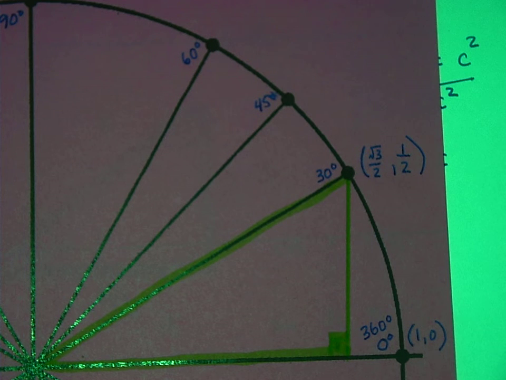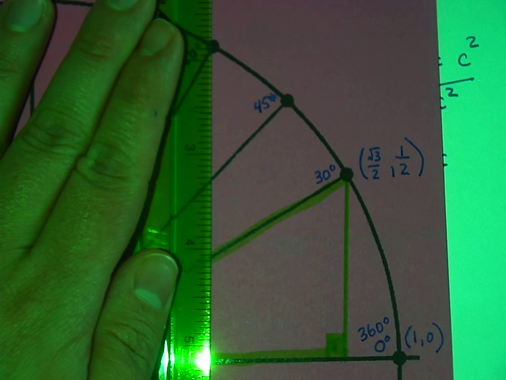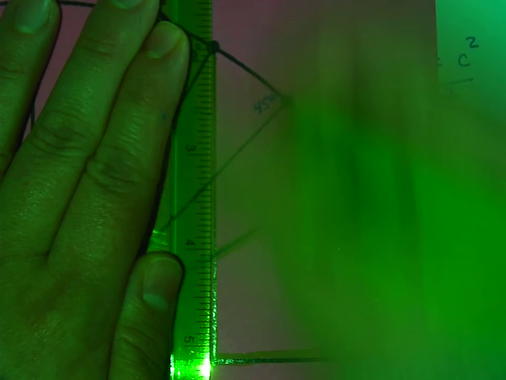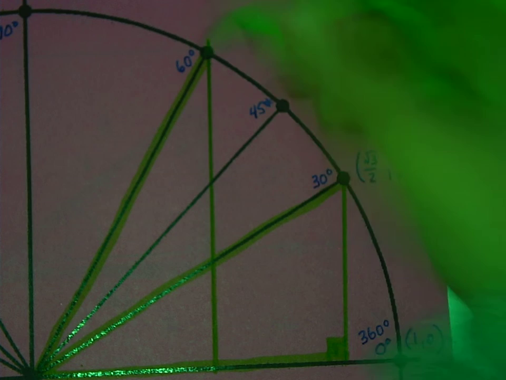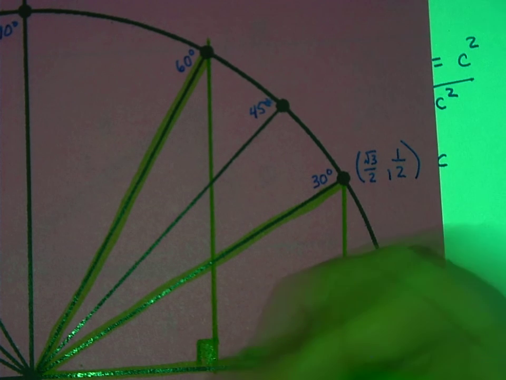All right, now I want you to use that same color, not your second color, but the same color. And this time you're going to draw a straight line down from the 60, not the 45, the 60. Highlight that triangle. Put a right angle in there.